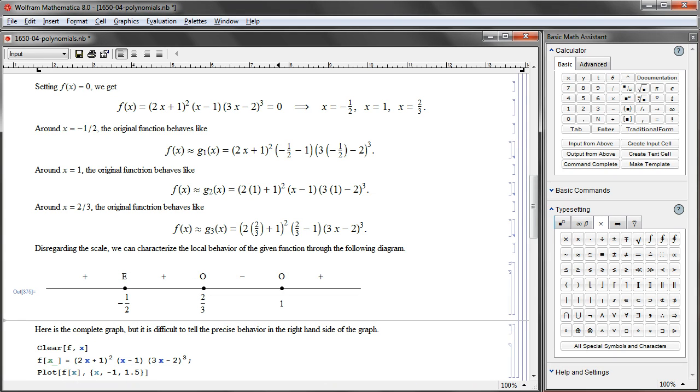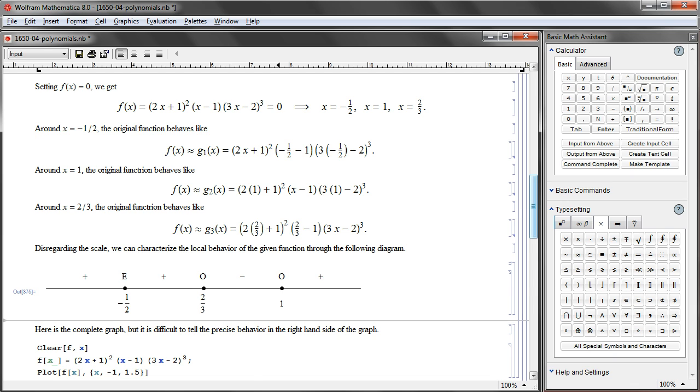In the end, we have this kind of conclusion. At 2/3 and 1, we have odd multiplicities, and at x equal to -1/2, we have even multiplicity. So the graph of the original function hits and bounces back around x equal to -1/2, consequently no sign change. But around x equal to 2/3 or x equal to 1, the graph crosses the x-axis, so we have to have a sign change.